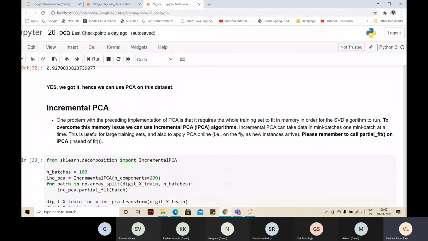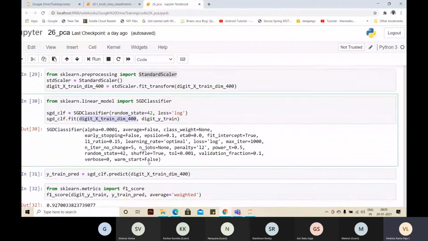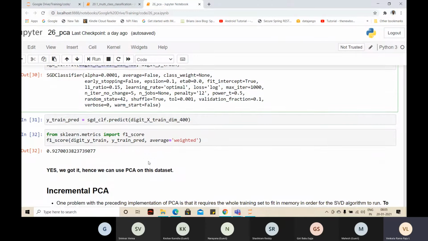So, incremental PCA. Any questions? We are done with PCA basically. I'm moving on to more advanced concepts like kernel PCA and incremental PCA. I will not discuss more.